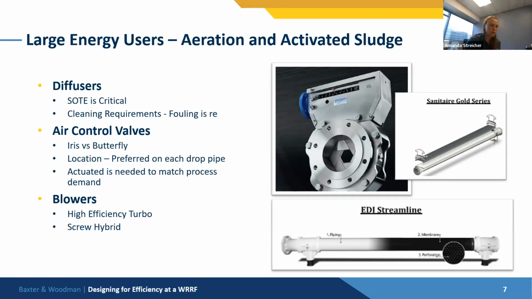It's preferred to have one on each drop pipe, so you're getting the precise airflow to each section of the tank, and then actuated to meet the process demand from your probes, and then to control the output from your blower. More manual input can create DO swings. When you have a higher loading coming in, you may not have enough DO because you're manually operating that valve and not adjusting in real time.